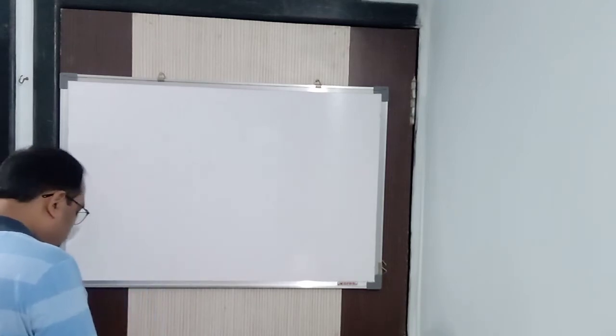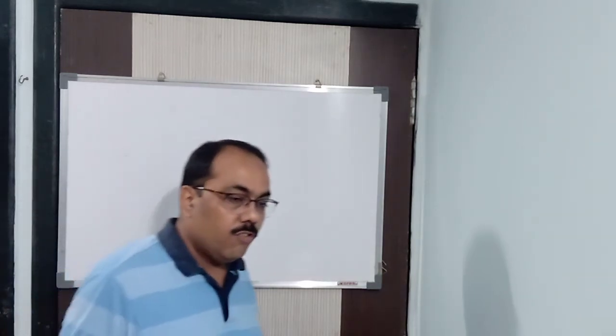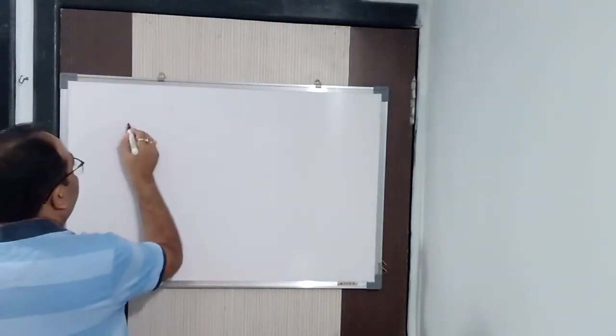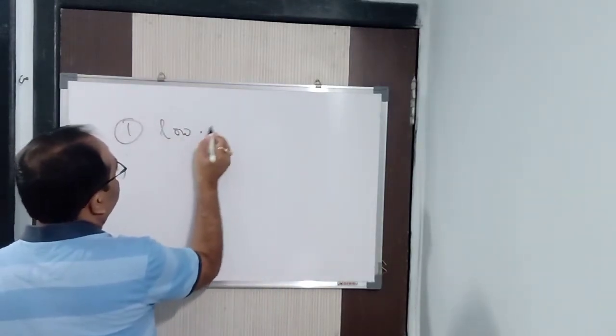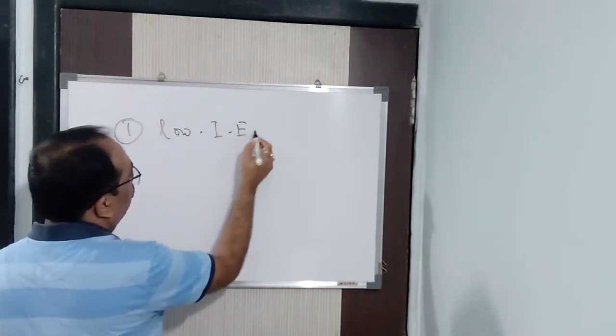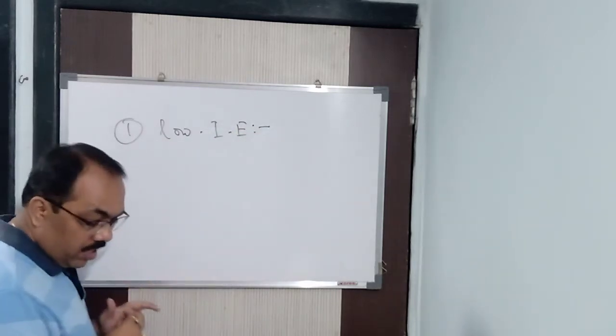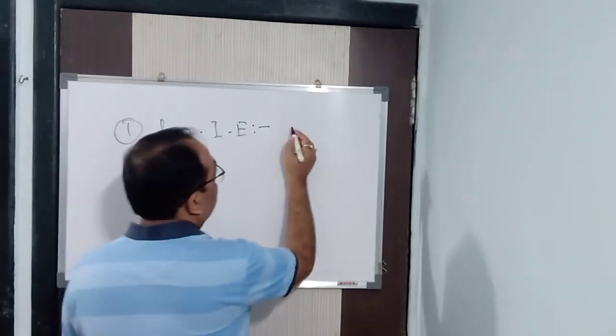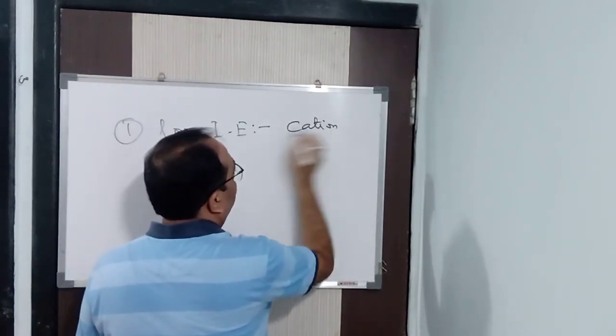Now next is C, that is formation of ionic bond. Of course, you have understood, but once more let me tell you. For the formation of an ionic bond, one of the factors is that one of the atoms should have low ionization energy. Why? Because if it has low ionization energy, it will readily lose an electron to form a cation. So a cation is formed easily.